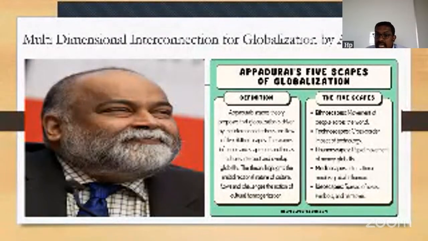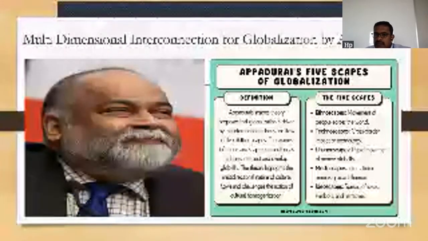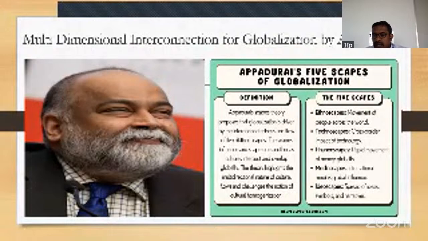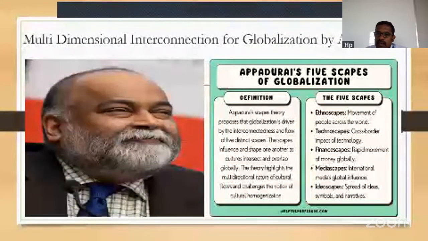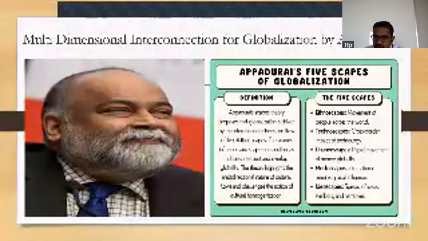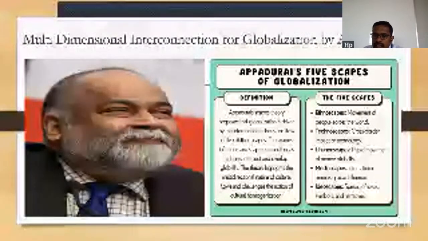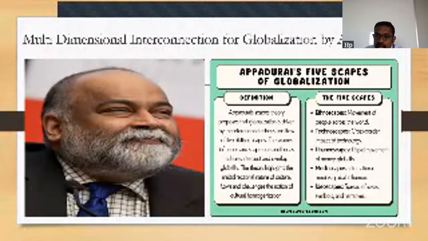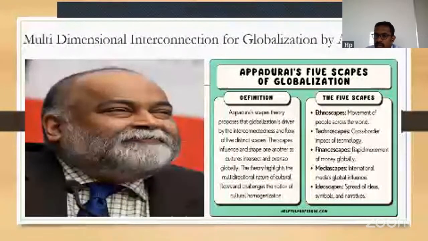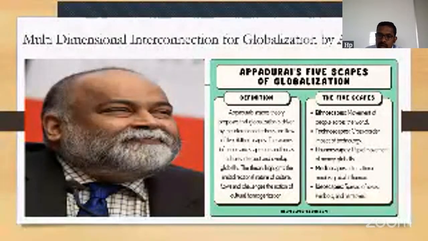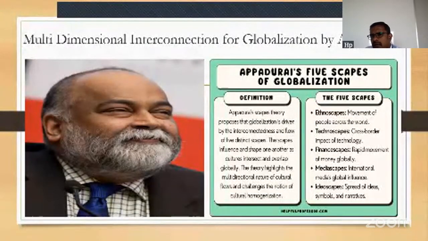And mediascapes, international media's global influence. So how news published in the US impacts my life, maybe the Sensex of the country. How far this impact is there. And ideoscapes, the spread of ideas, symbols, and narratives. So we know that the narratives of any country impact the economic situation of any part of the world, because we are all globalized, and privatization and globalization took place. When it took place, there was a shift in the economy.